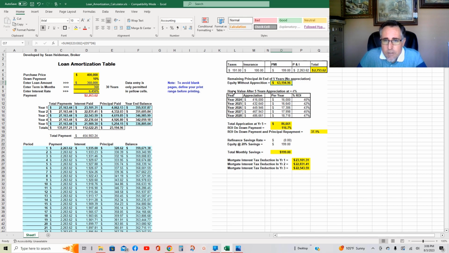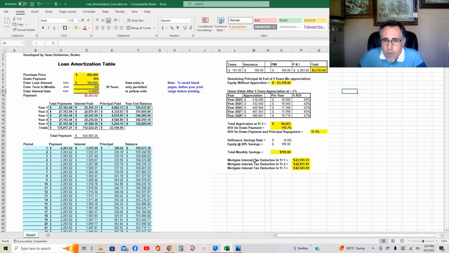So then this here, let's say that the home appreciated at the national average, which is 4%. So the appreciation, this shows the total value of the home. This shows the amount of additional equity you'd have in the home, and this is your return on investment. So the total appreciation after 5 years would be $86,661. Your return on investment with that would be 116.7%. And then if you also include your principal down payment, you'd have a return of 37.1%. So let's bounce down here real quick.